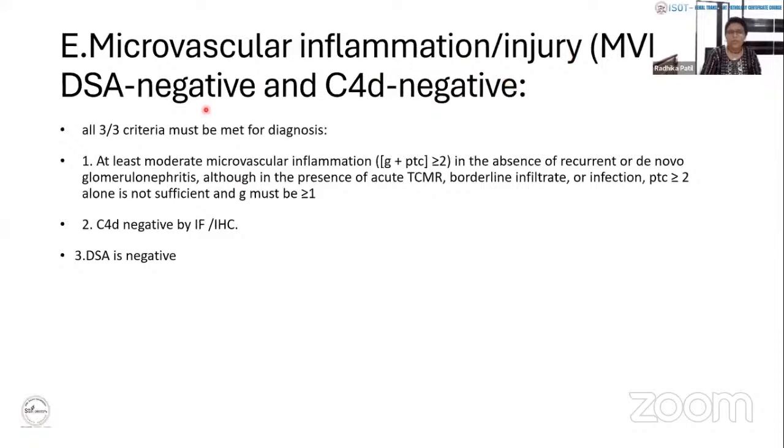Microvascular inflammation or injury where the DSA is negative and C4D is negative, but at least moderate microvascular inflammation, that is glomerulitis and peritubular capillaritis, both should be 2 or more than 2. Individual peritubular capillaritis score 2 alone is not sufficient. G should be at least 1 or more.